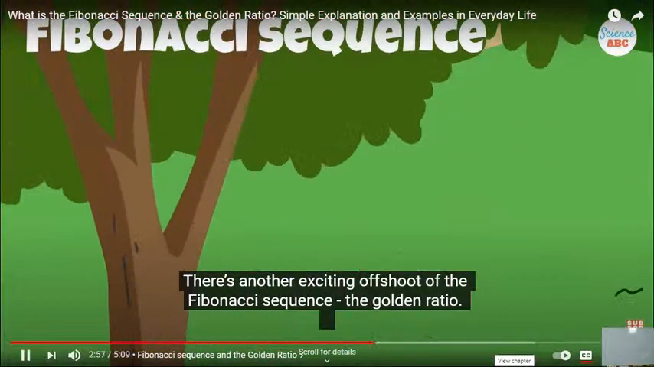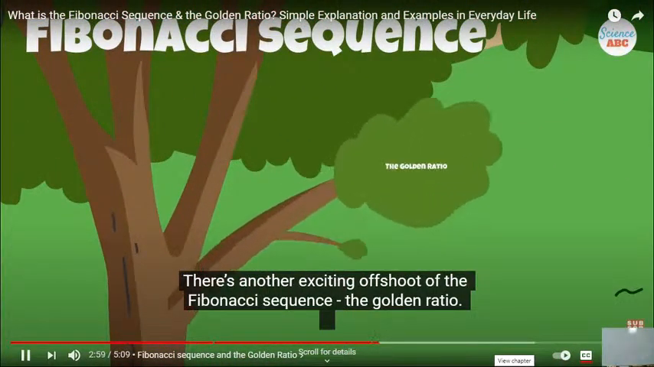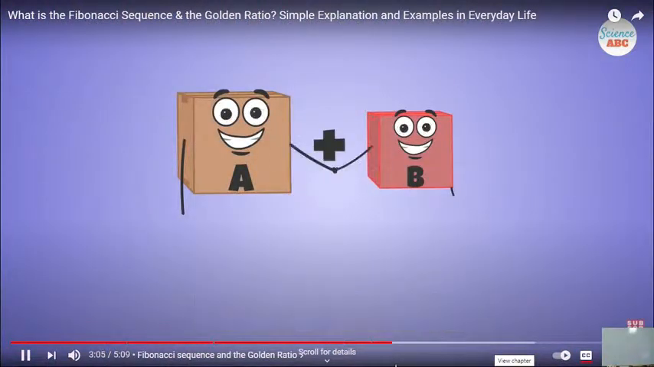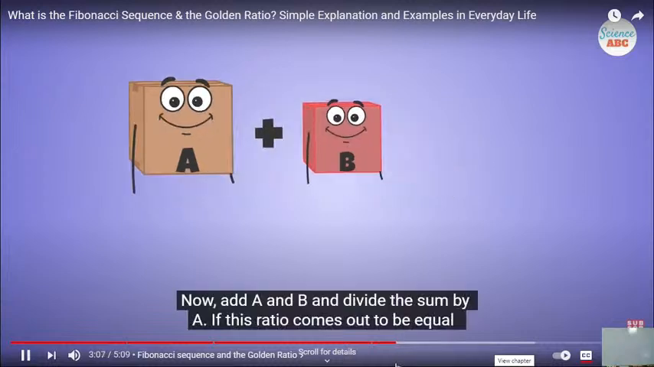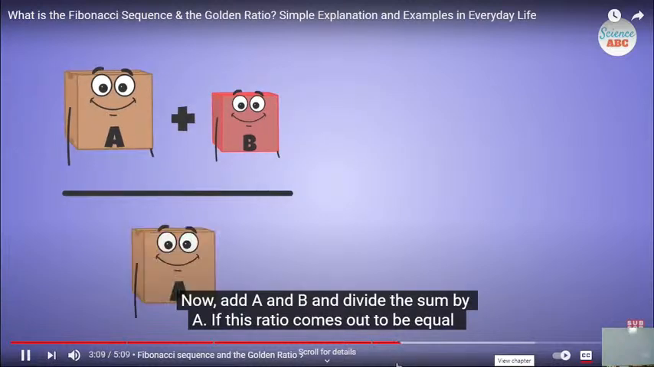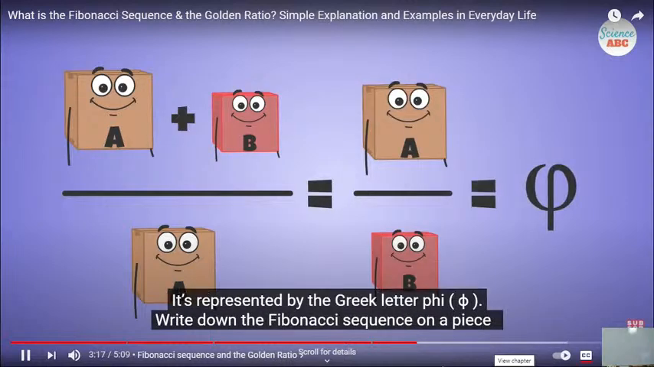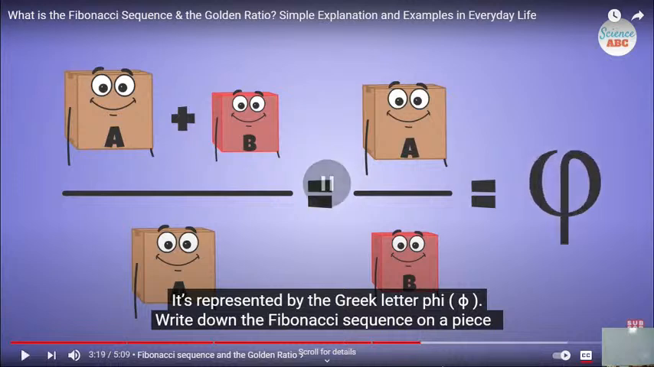There's also another exciting offshoot of the Fibonacci sequence, the golden ratio. Suppose you have two quantities, A and B, wherein A is greater than B. Now, add A and B and divide that sum by A. If this ratio comes out to be equal to the ratio of A and B, then you can say that A and B have a golden ratio, which is represented by the Greek letter Phi.